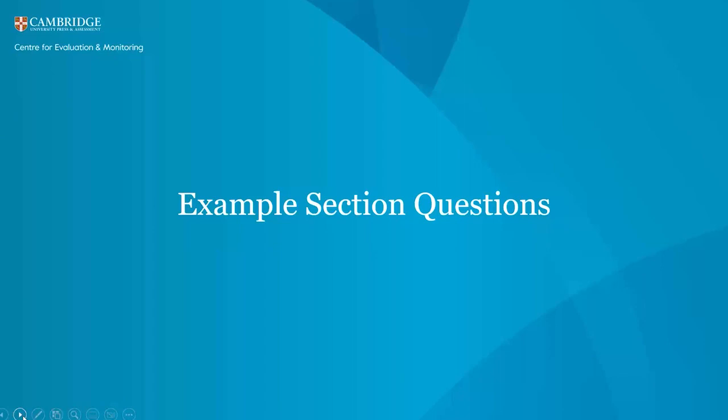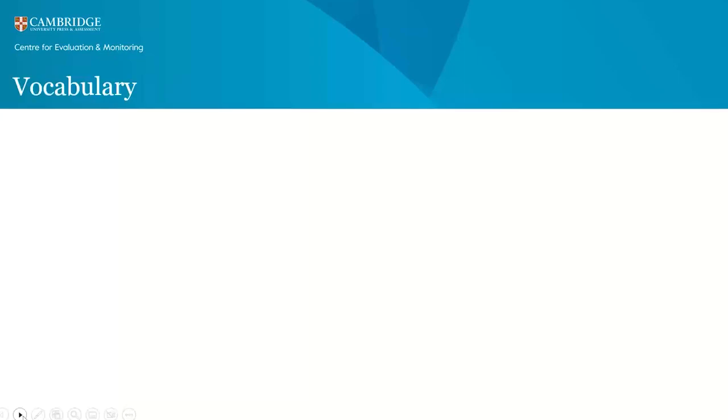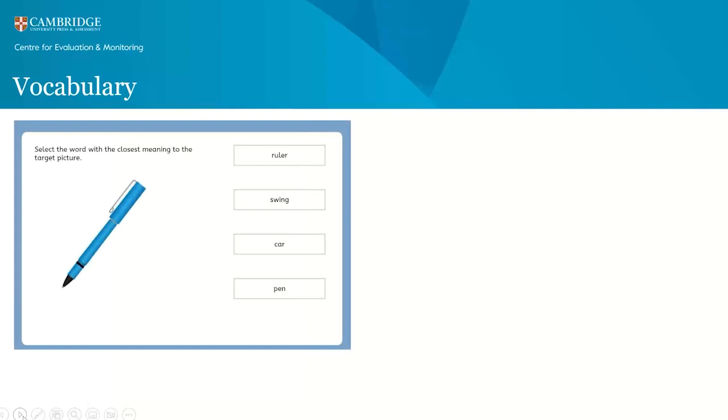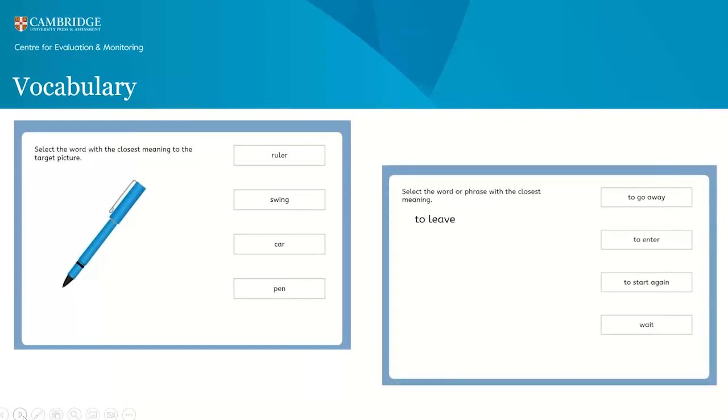So I'm very quickly going to give you just a look at some example questions that you might see in the different sections. So in the vocab section, students might be presented with a target image and have to find the word with the closest meaning, and they will be given multiple choice options to choose from. It might not be a picture, it might be a word to read, and they've got to choose the closest word or phrase that would match the meaning as well.